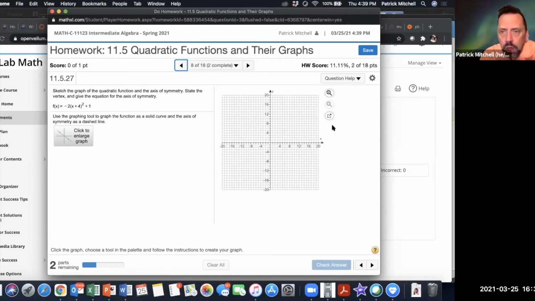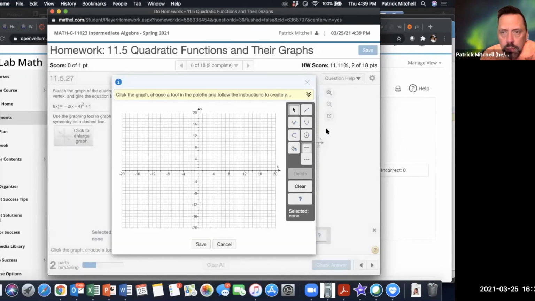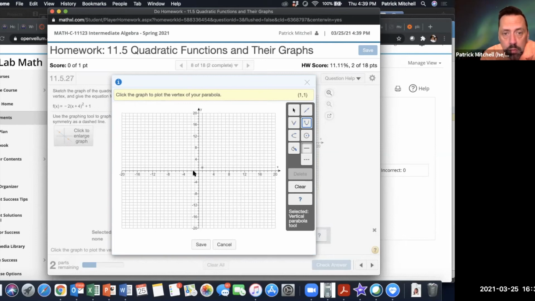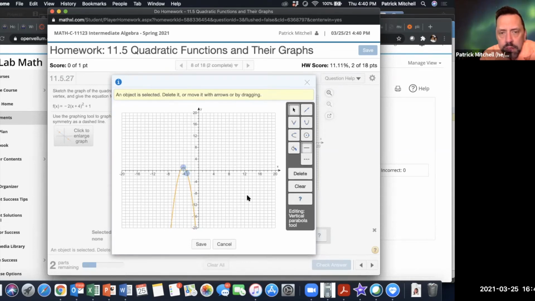All right, so popping this out, picking my vertical parabola tool. First, it wants the vertex, which was -4, 1. And then it wants just one other point. I'll use -3, -1. And have you ever noticed up in that top right corner of the graphing area, you can see what point you're at? That's helpful. So that says -3, -1. Okay, so now the parabola is done.